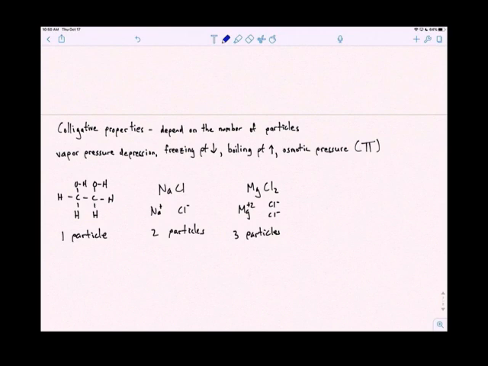For instance, if you have ethylene glycol, that's a molecule, that's one particle. Sodium chloride will break apart into 2 particles. Magnesium chloride breaks apart into 3 particles. So we will pick up there next time.